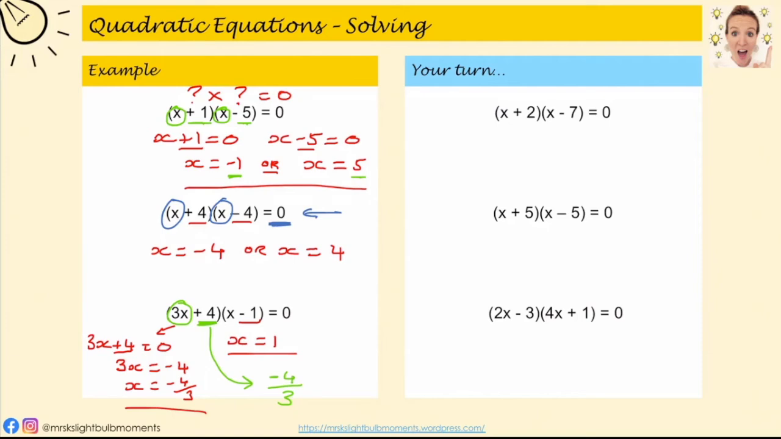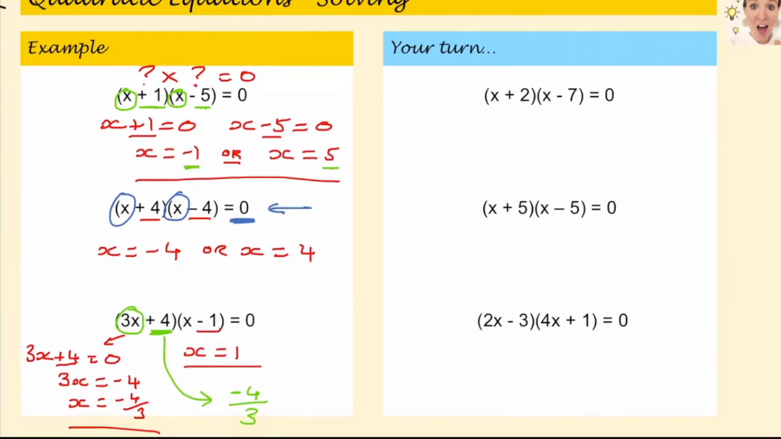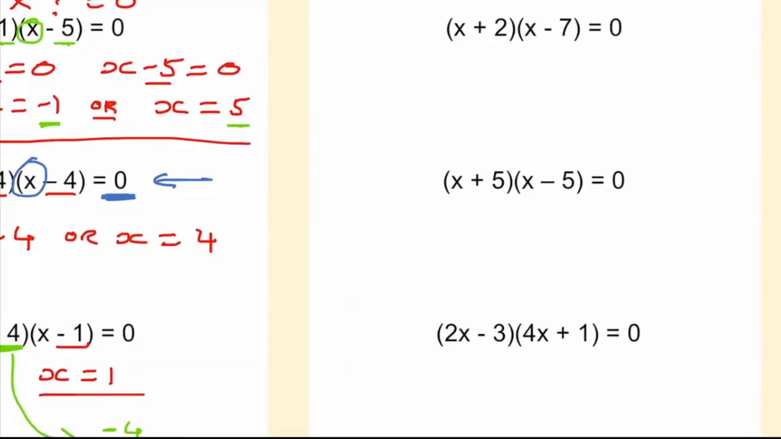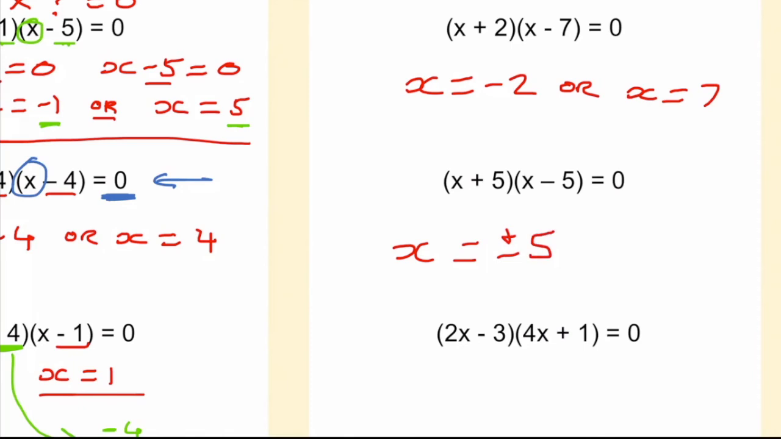Okay, should we see how we've done? Let's go over the top 2 first. So we should have x equals minus 2 or x equals positive 7. Just flip the signs. Exactly the same in the second one. x equals plus or minus 5. You can write it in one go like that.